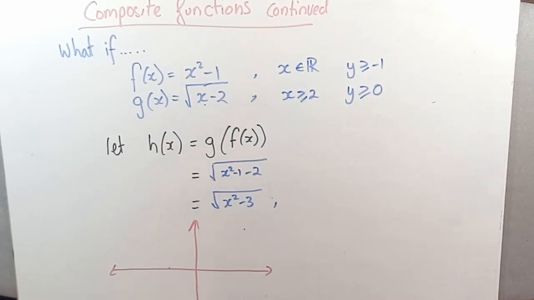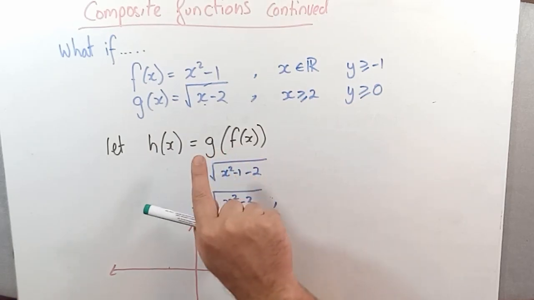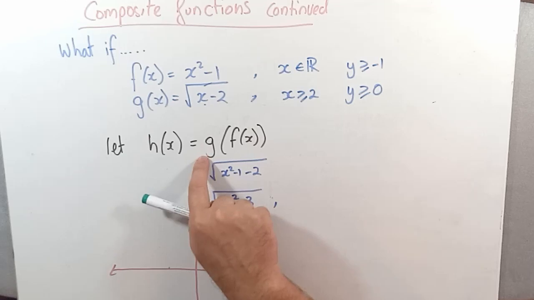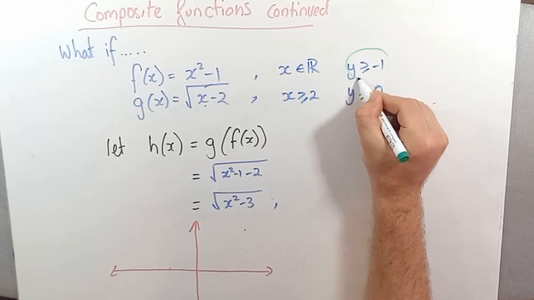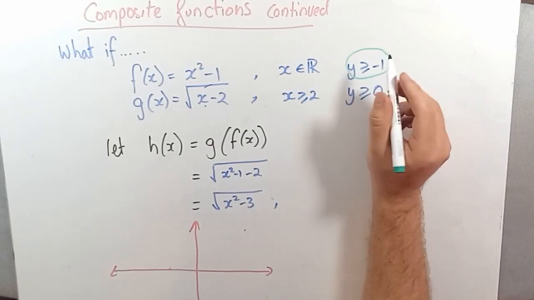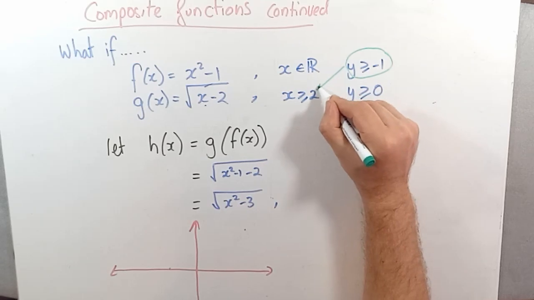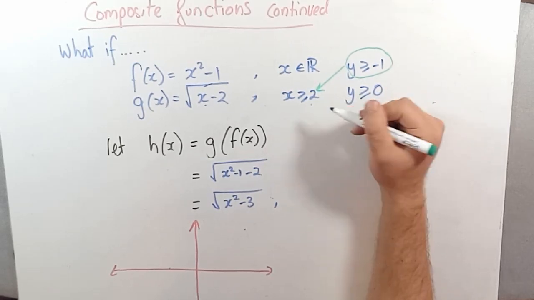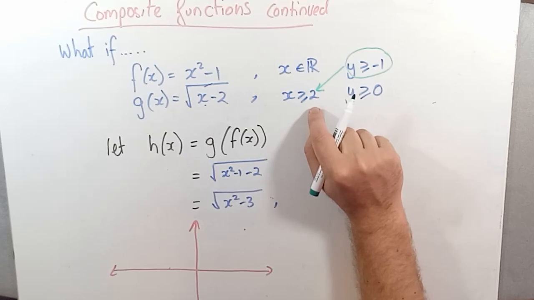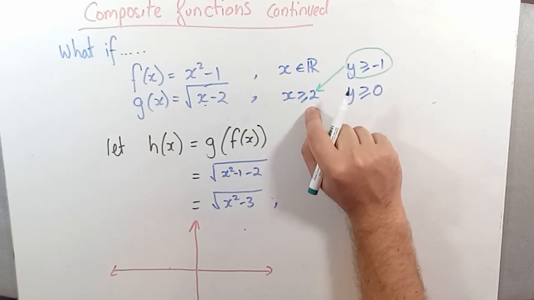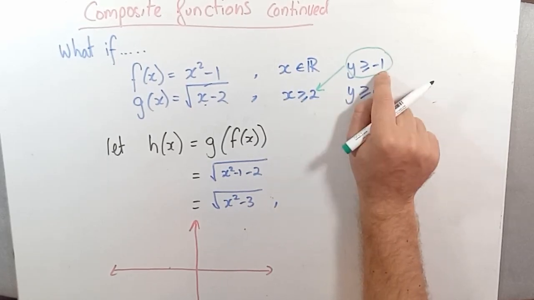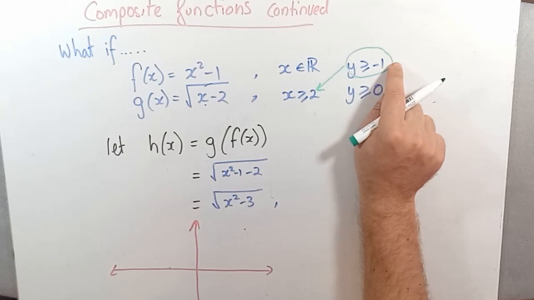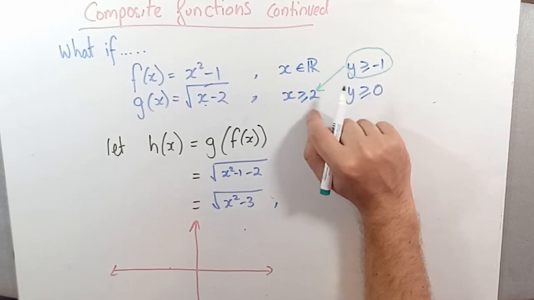Now, does the range of f fit inside, or is it a subset of, the domain of g? So let's look at the range of f. The range of f is from -1 to infinity. But the domain of g is smaller than this. So it's got values in this one that don't fit inside this one. For 0, for example, we can't have 0 in here.